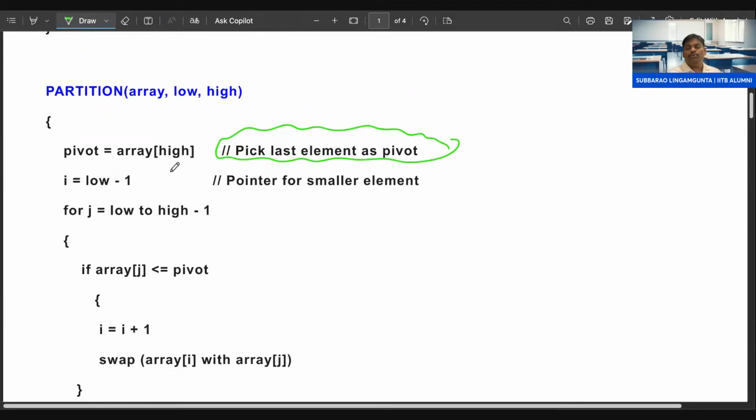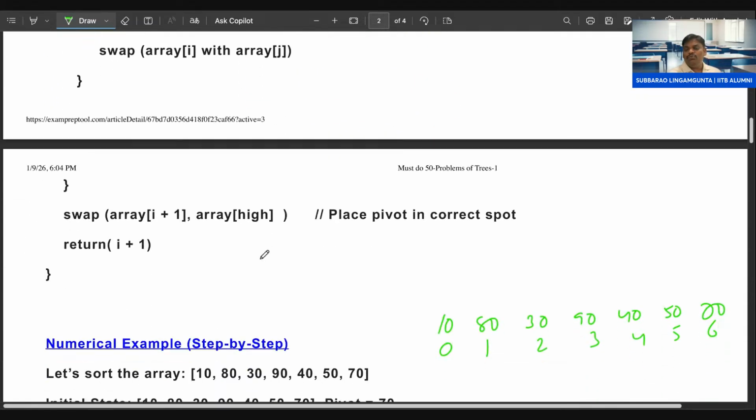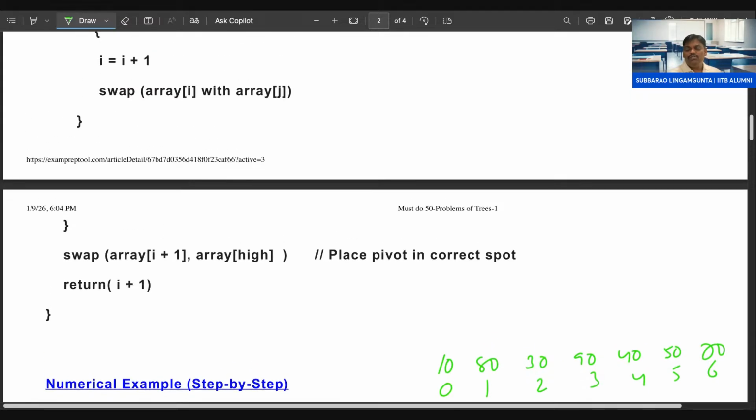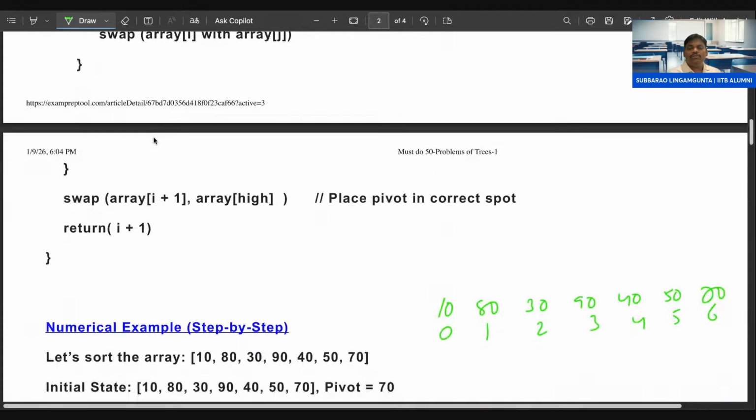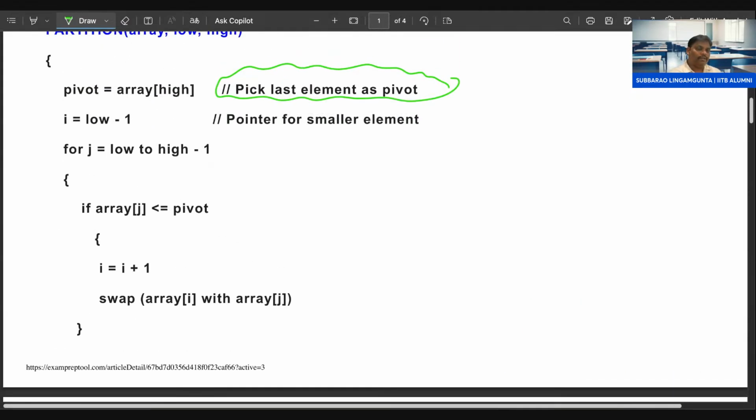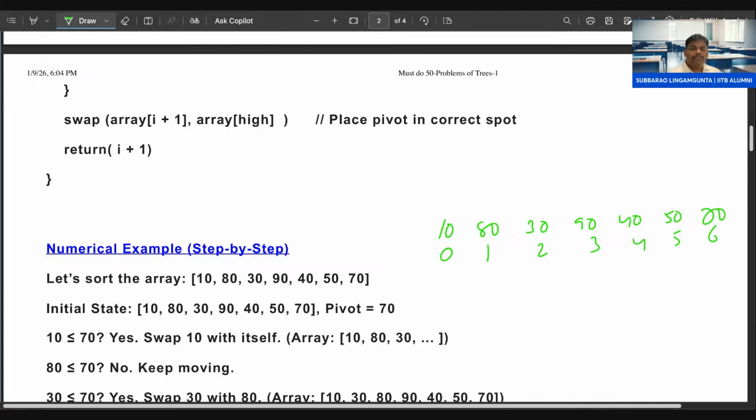Now you can see the algorithm one time. Pivot element is equal to array of high. The array has 0 to 6, so low is 0 and high is 6. Pivot is equal to array of high, array of 6, which is 70. So pivot is 70. Remember, after the partition algorithm is over, 70 will go to its correct place. i is equal to low minus 1. Low is 0, and 0 minus 1 is minus 1. So i is minus 1, somewhere here.